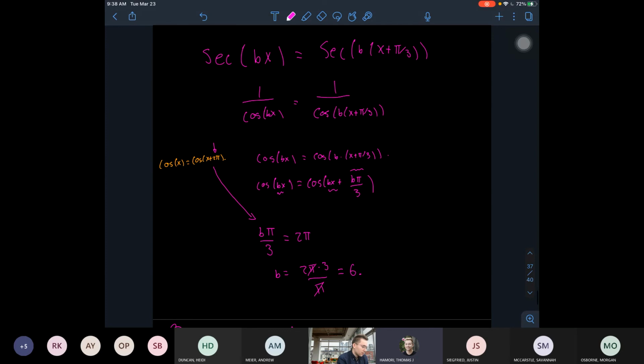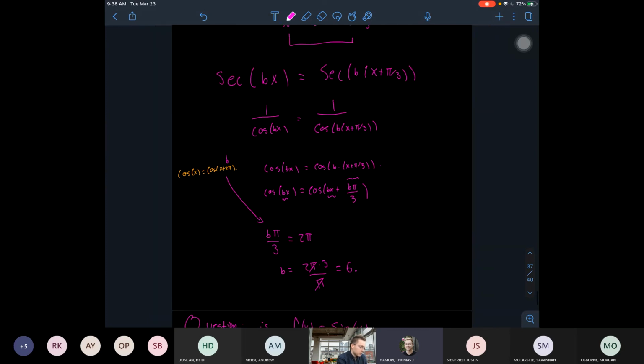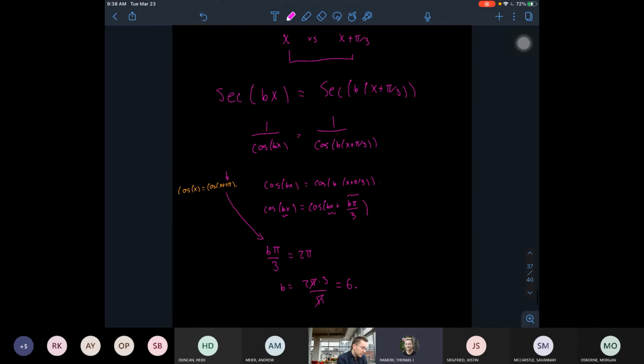All right, so what have I really done here? I've essentially taken a look at this in a very mathematical way, just looking at the definition of pi over 3 periodicity, and using some facts which I already knew about the periodicity of other trigonometric functions to get to where I wanted to be.